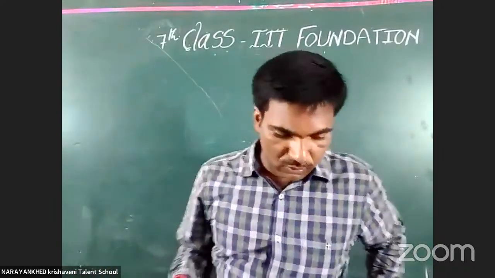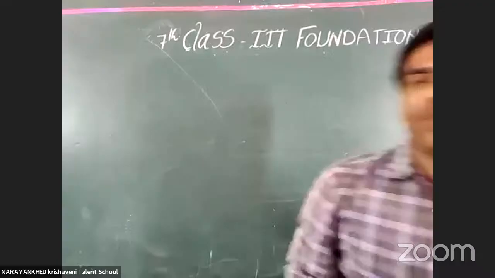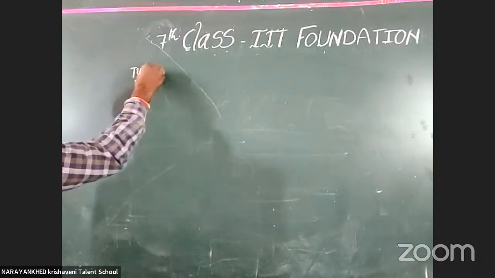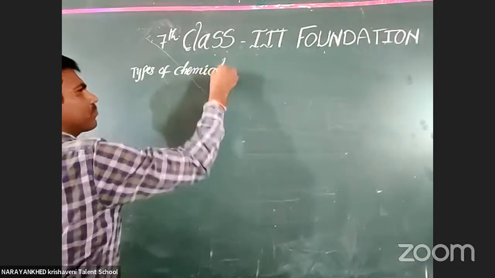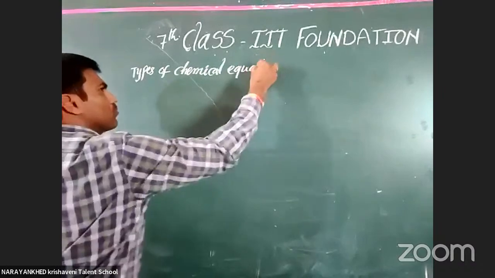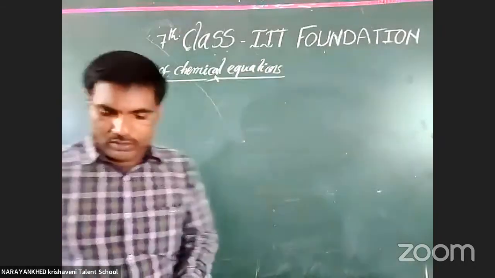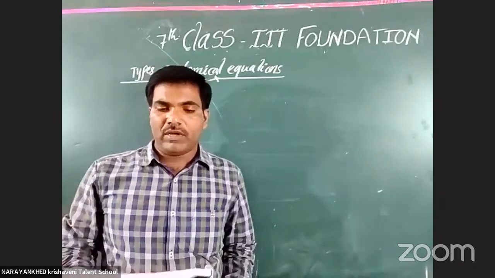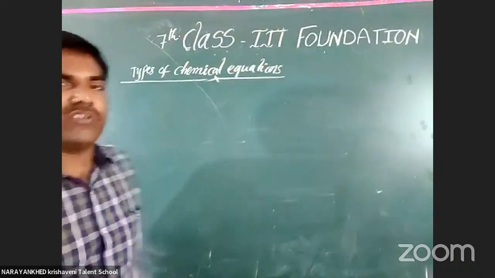Now we are going to discuss our chemical equations. What are the types of chemical equations? Yesterday we already completed two types. Next, what is the next type of chemical equation? Yesterday we completed chemical decomposition. What does chemical decomposition mean?